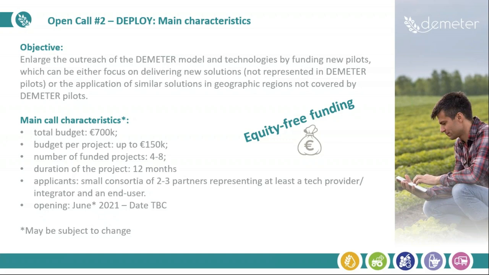So the main characteristics, we have a bigger budget for that one, 700,000 euros. The budget could be up to 150,000 for each project. And we are looking here for consortiums. We will be able to fund between 4 and 8 projects for a duration of 12 months. And as I said, we are looking for a small consortium of two to three partners representing at least one tech provider or integrator and an end user. And we should be opening this call in June 2021.